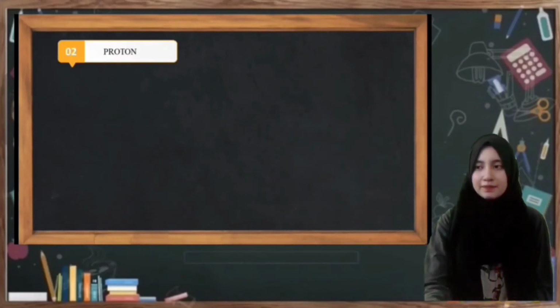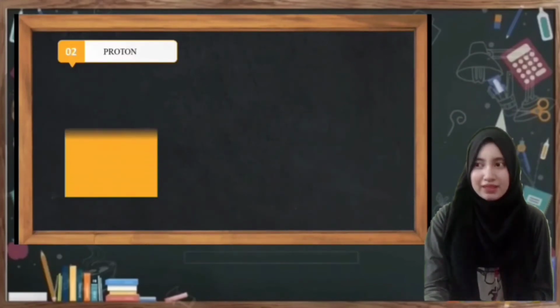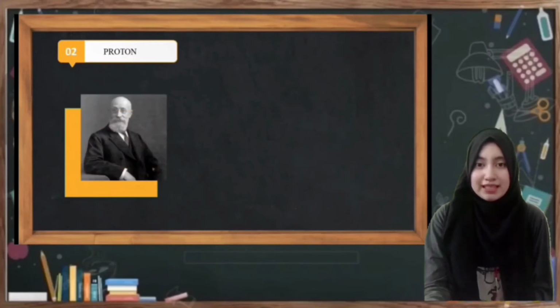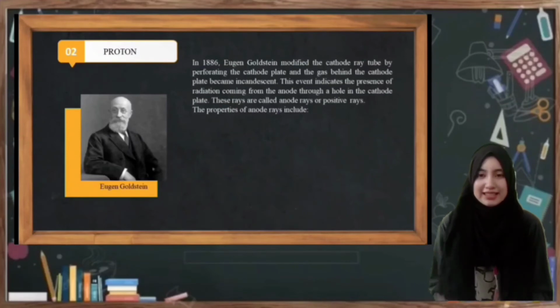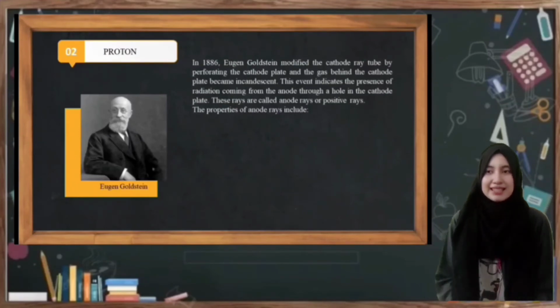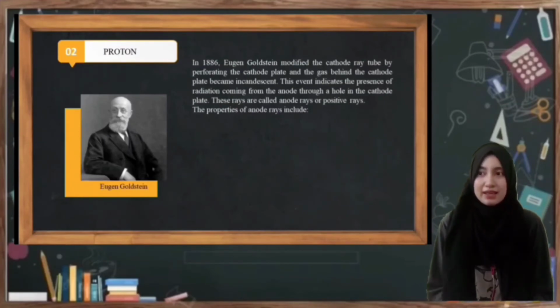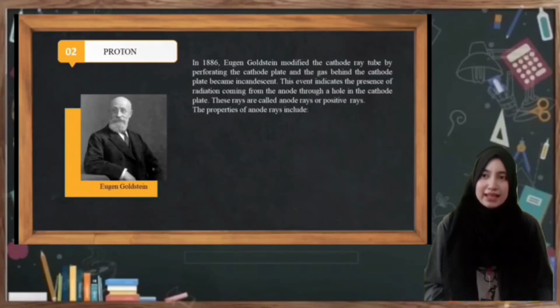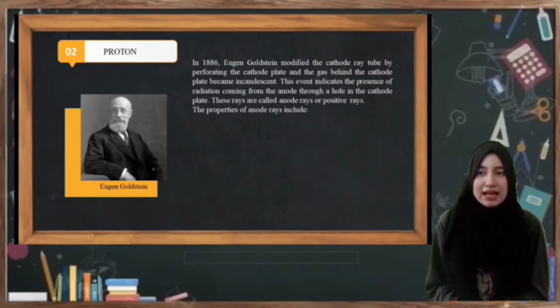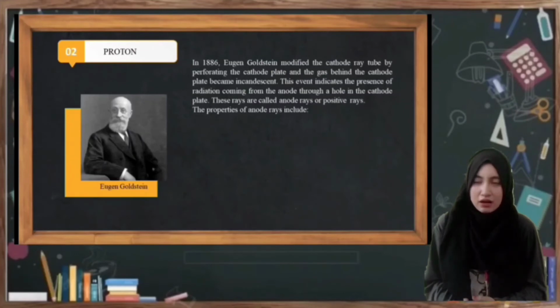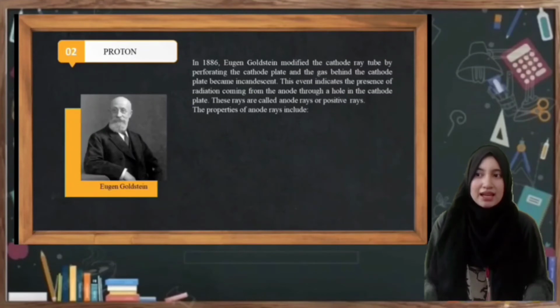Okay, next is proton. The second we will discuss is about proton, and this is the picture of Eugen Goldstein, its founder. In 1886, Eugen Goldstein modified the cathode ray tube by perforating the cathode plate, and the gas behind the cathode plate became incandescent. This indicates the presence of radiation coming from the anode through a hole in the cathode plate. These rays are called anode rays or positive rays.